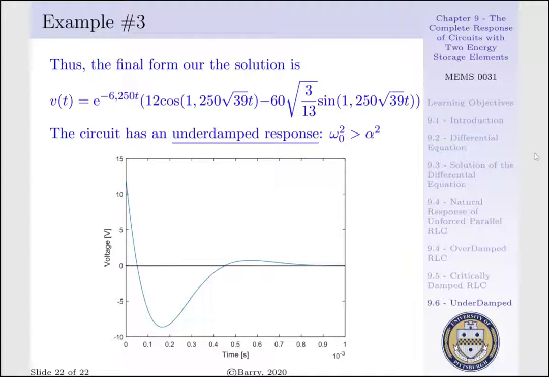If we plot our solution, we go from 12 volts, we approach about minus 9 volts around 0.15 milliseconds, where then our voltage increases and overshoots our steady state value, reaching about 1 volt around 0.5 milliseconds. Then our solution decays to our steady state response. An underdamped response typically has some oscillation about the steady state solution.